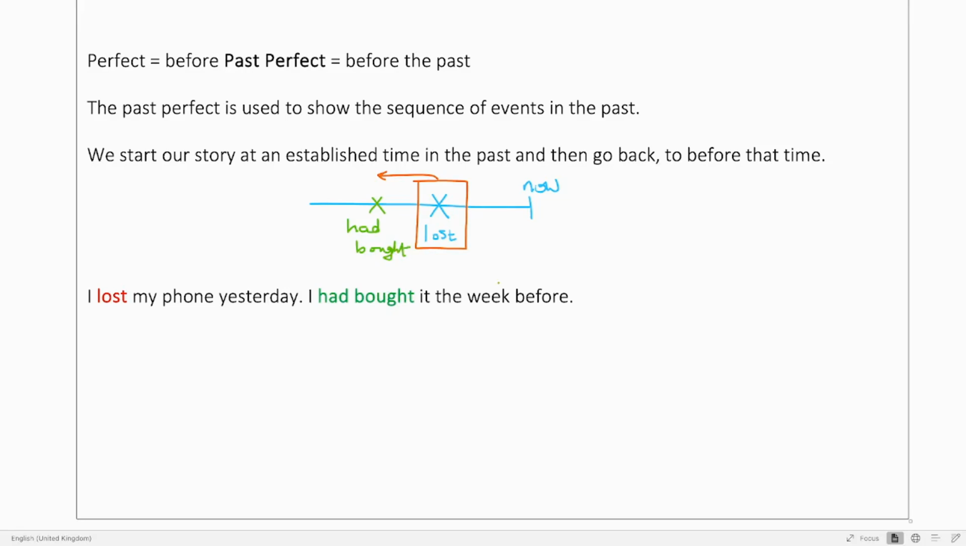Okay, had bought is there. And that is basically what the past perfect is for. It's to show whoever is reading or whoever is listening that something happened before something else in the past. That's what the past perfect is.